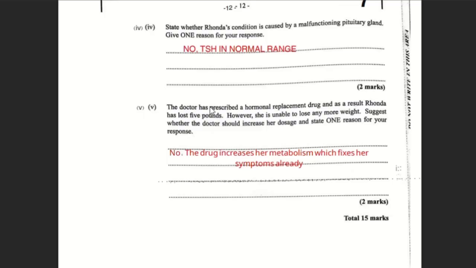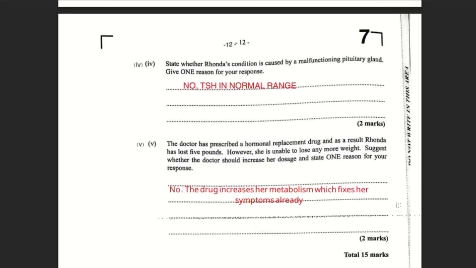Alright, so then this question says state whether Rhonda's condition is caused by a malfunctioning pituitary gland and then give one reason for your response. So basically, the pituitary gland is what controls all the other glands. It is referred to as the master gland, right? So if anything was wrong, we would be able to trace it back to the pituitary gland. So give one reason for your response.